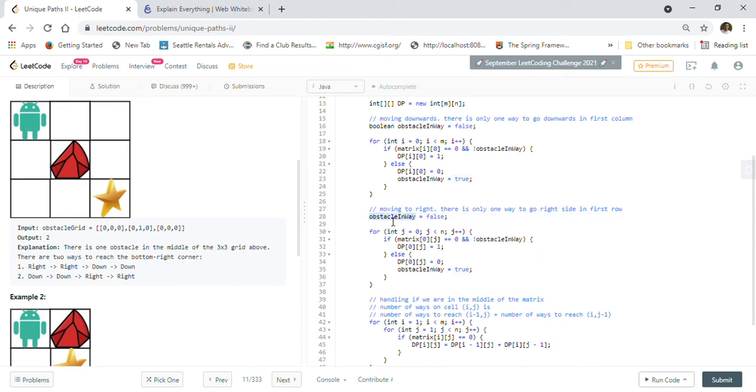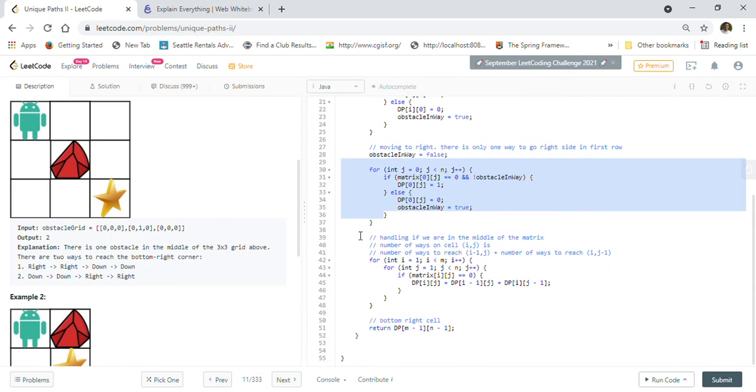So we will just say obstacle in way is false in the beginning, and we will check if matrix of 0 comma j is equal to 0 and there is no obstacle, we will populate that as a 1, so 1 1 1, like that. But if there is any obstacle in the way, we will say dp of 0 comma j is 0 and obstacle in way is equal to true. So for example, if this cell is an obstacle, then we will put a 0 here, and now we have to put 0 everywhere else, like 0 0 0, for all the remaining rows of that first column. So that's what we are doing here.